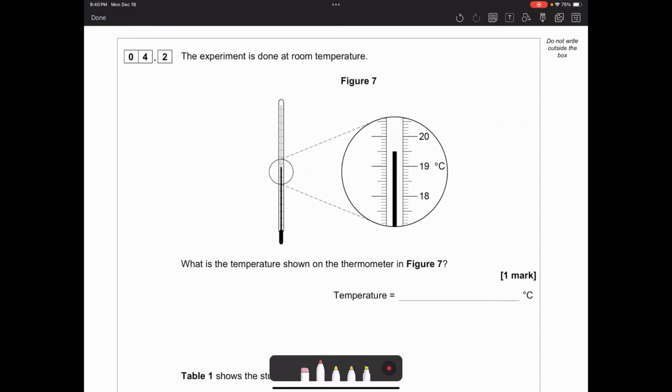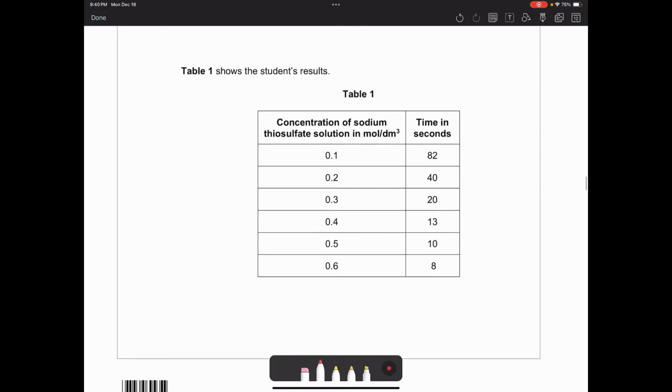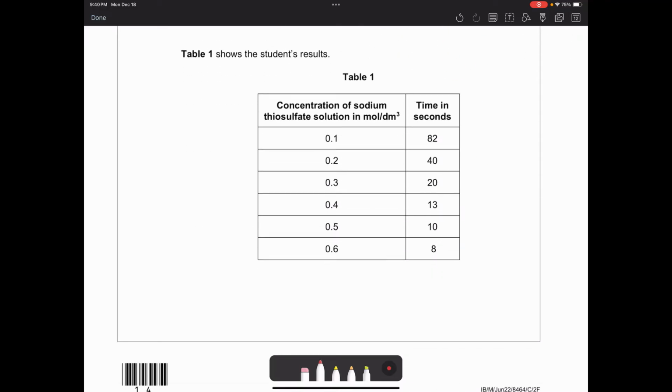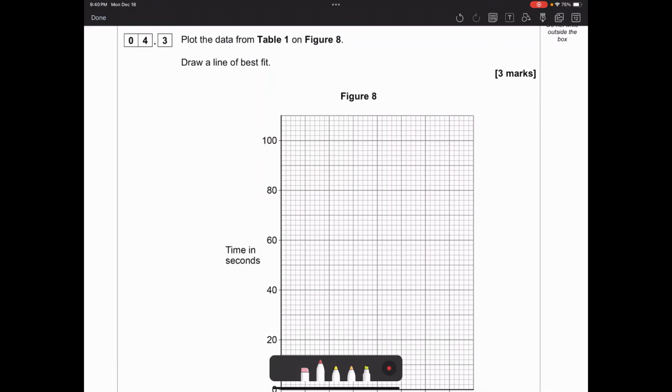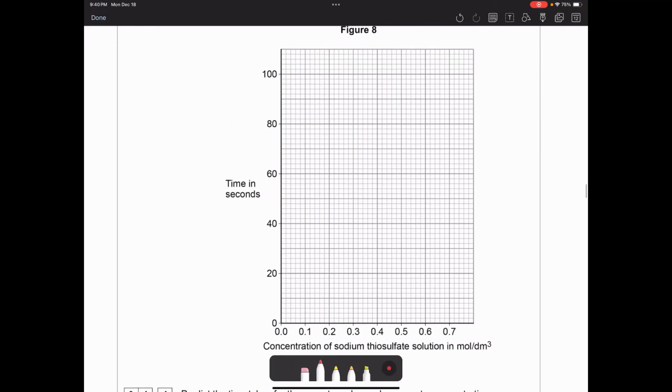Question 4.2. The experiment is done at room temperature. What is the temperature shown on the thermometer in figure 7? So it's literally, you can see here, the line is halfway between 19 and 20, so it should just be 19.5. Then, table 1 shows the results, and you've got the time in seconds. And then, obviously, it says, plot the data from table 1 onto figure 8 and draw a line of best fit. You can see they've given you the axes and it's all labelled, so that's all fine. You don't need to do that. It's just literally plot the data.